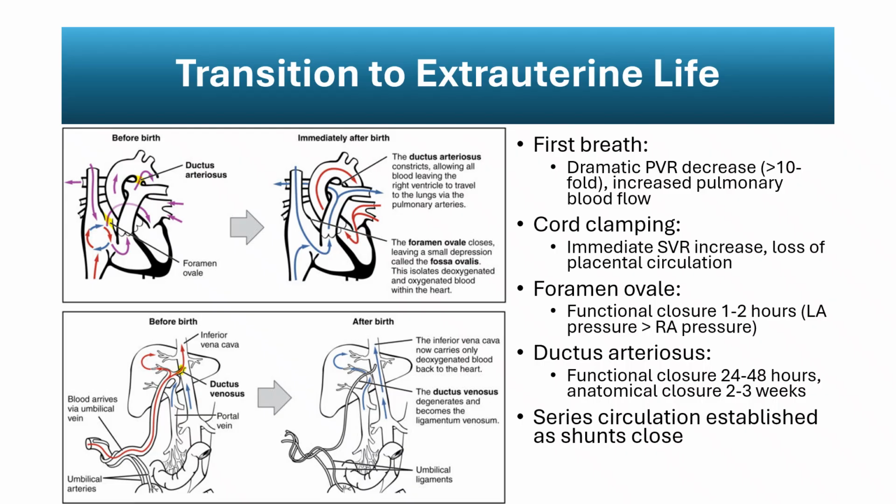With these transitions, the circulation changes from a parallel design to a series circuit. The right ventricle now delivers blood exclusively to the lungs, and the left ventricle becomes solely responsible for systemic output. Clinically, this transition is critical to understand. Infants with ductal-dependent lesions will decompensate rapidly as the ductus constricts, often presenting with shock or cyanosis in the first days of life. Recognizing this physiology is what allows timely initiation of prostaglandin therapy and stabilization before definitive repair.